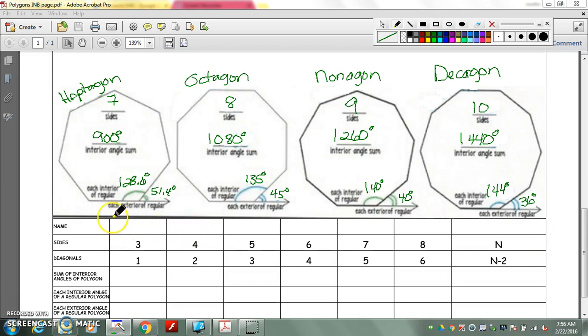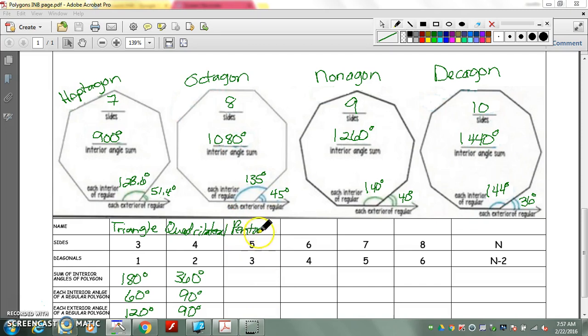Okay, so we're going to fill in our table. We're going to have a 3-sided figure we've called our triangle, so we're going to fill this in with triangle. The sum of the interior we had was 180 degrees. Each interior was 60 degrees, and you can look back up at your picture. And each exterior was 120 degrees. We had our quadrilateral. The sum was 360 degrees. We divided that by 4. We got 90, and 360 divided by 4 again gave us 90 for each exterior.